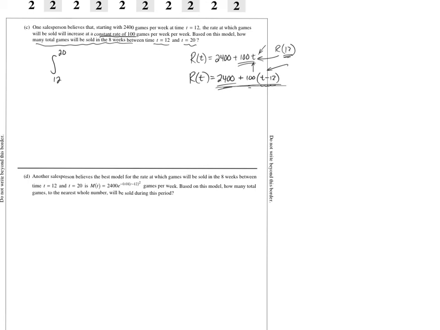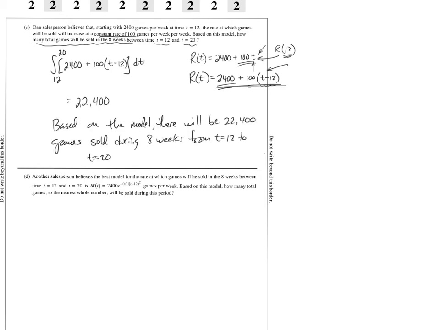And because we're looking for the total number of games, we would just integrate that guy. So I'm going to put a 2,400 plus 100 times (t minus 12). Put some brackets around that and put a dt at the end, and that's the integral we're going to need. But again, it's a calculator question, so we'll just toss that in the calculator.